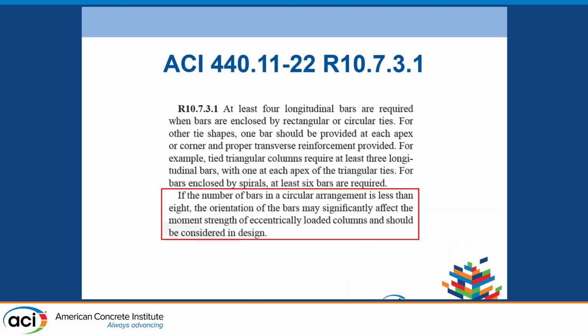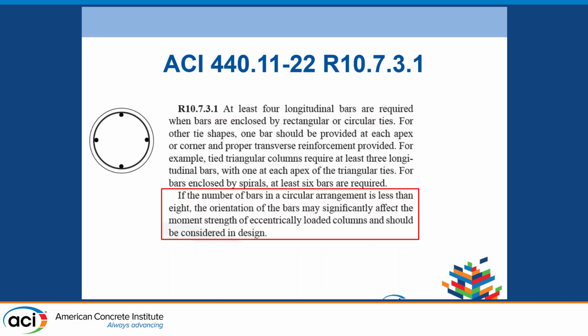Now, we went ahead and tested some of the ACI recommendations and comments. One of them is this comment, ACI 318-19, R10.7.3.1, which deals with circular cross sections. And what this comment says basically is if you have a circular section with less than 8 rebars, then you can no longer assume axis symmetry, basically. You need to be careful how your rebars are arranged, because that will affect your interaction diagram.